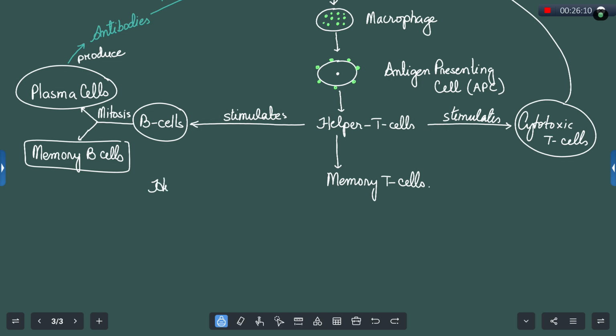Humoral immunity, fights through antibody production. Some pathogens are fought by cytotoxic T cells, that is cell mediated immunity or CMI.